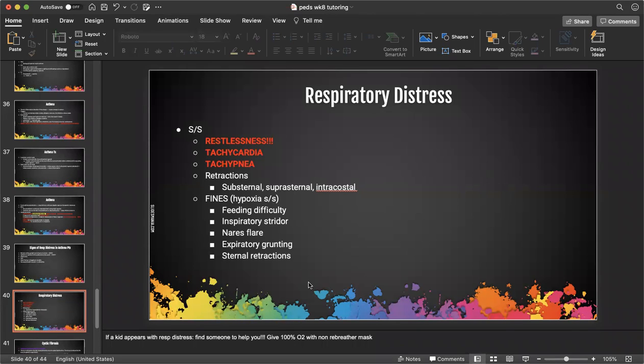Okay, so if a kid appears with respiratory distress, the first thing you want to do is find somebody to help you, and then give them 100% oxygen with a non-rebreather mask. But again, like I was saying, knowing the FINES acronym is really going to help you with determining whether or not your child is going into respiratory distress and knowing those signs and symptoms.